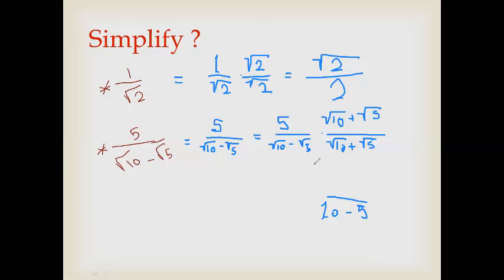In the numerator, we have 5, so I will write 5 times root 10 plus root 5. In the denominator, 10 minus 5 will be 5. And you have 5 in the numerator, so you can cancel.